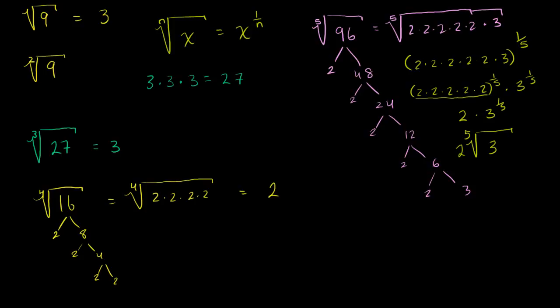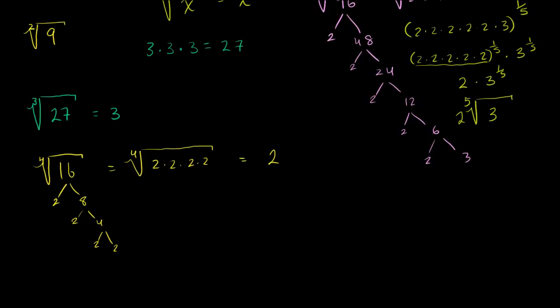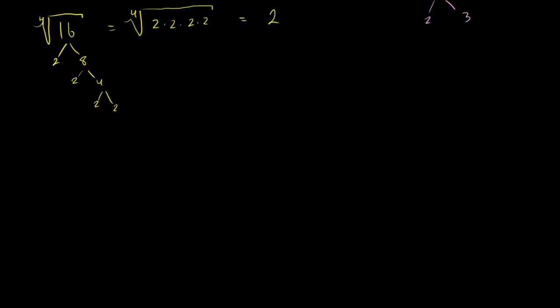Let's try another one. Let me put some variables in there. Let's say we wanted to simplify the sixth root of 64 times x to the eighth. So let's do 64 first.